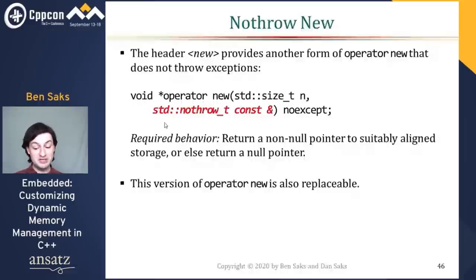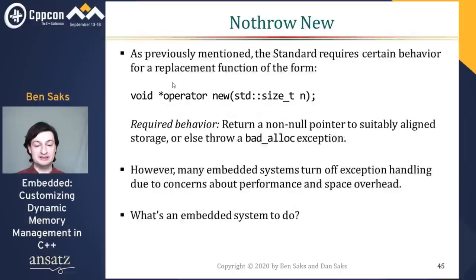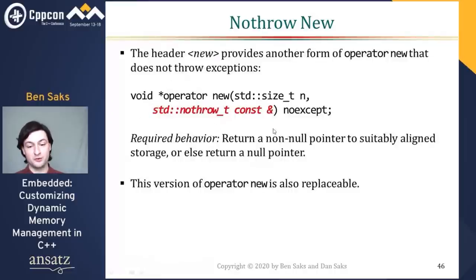So I believe most of them translate operator new into the no-throw version of new, but there could be implementations out there that would simply disable this version of new, create a deleted function, and instead force you to call this if you really want the no-throw version of new.